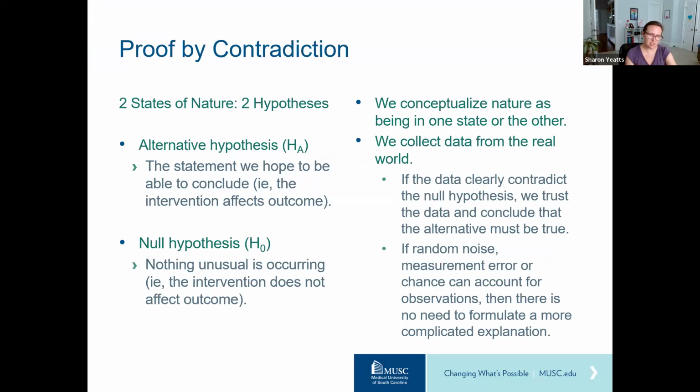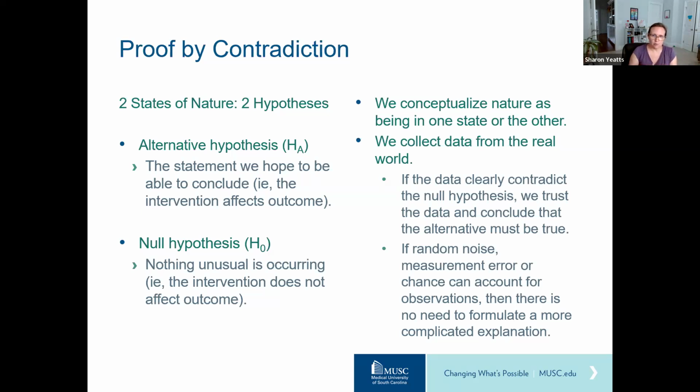Okay, so statistics is basically a mechanism allowing us to conduct hypothesis tests using proof by contradiction. There are 2 states of nature that reflect 2 hypotheses: an alternative, which is what we hope to conclude, in most cases that the intervention affects outcome, and a null hypothesis, which is that nothing unusual is happening, the intervention has no effect. We conceptualize nature as belonging to one state or the other. Can't be both, right? Either the alternative is true or the null is true.